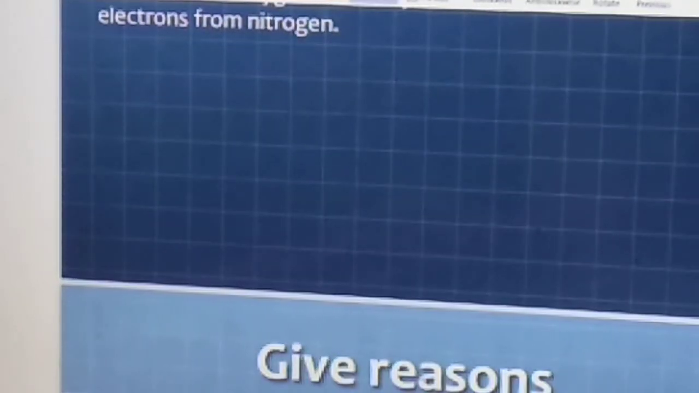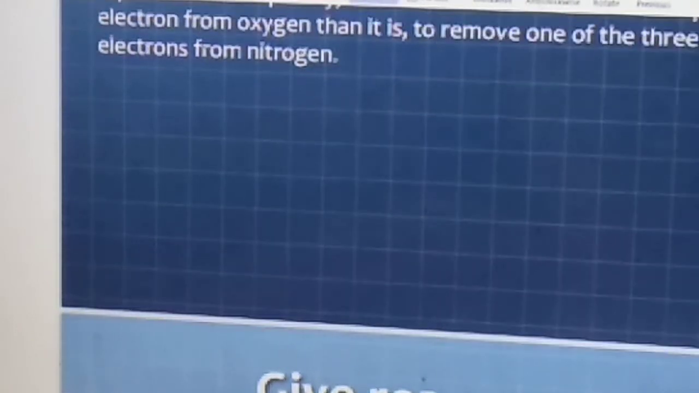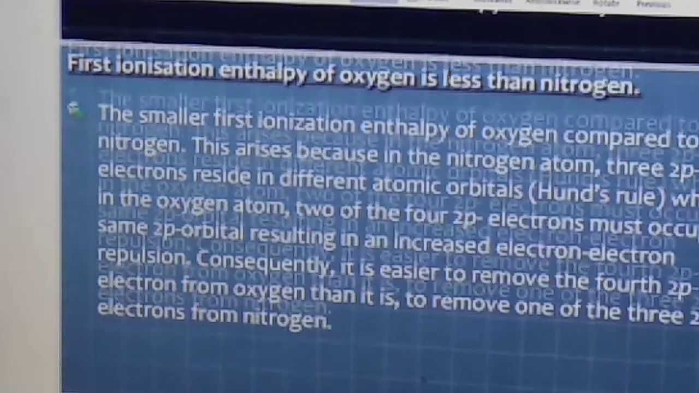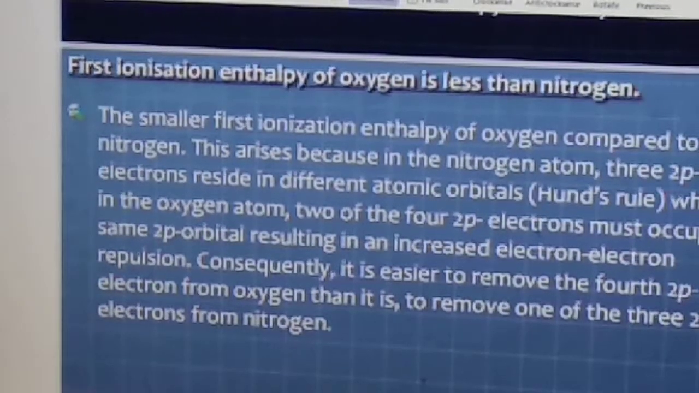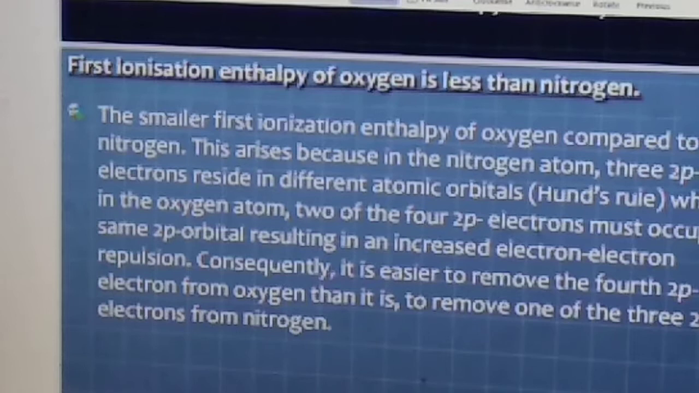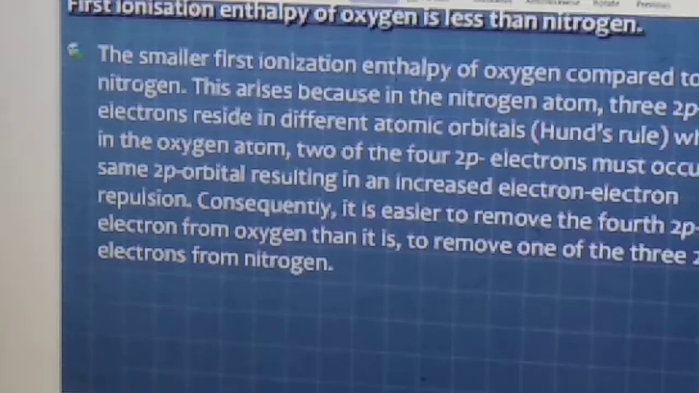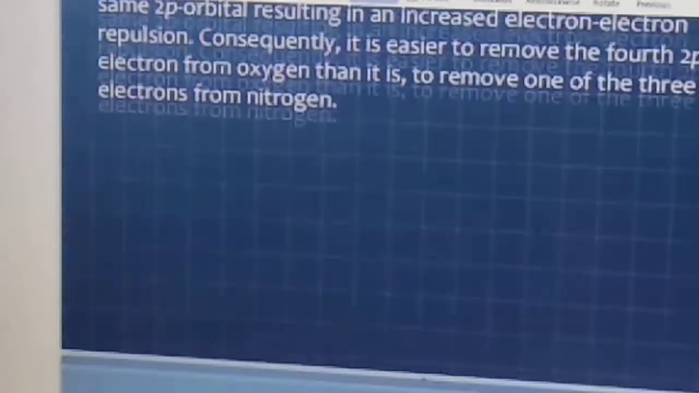So what is the question? The ionization enthalpy of oxygen is less than nitrogen. So what is the conclusion of this? Nitrogen has a half-filled p3 orbital, so it is difficult to release an electron from the half-filled orbital because, you know, my dear children, half-filled and fully filled orbitals are very stable. So the ionization enthalpy of oxygen is less than nitrogen. This is a very important question.